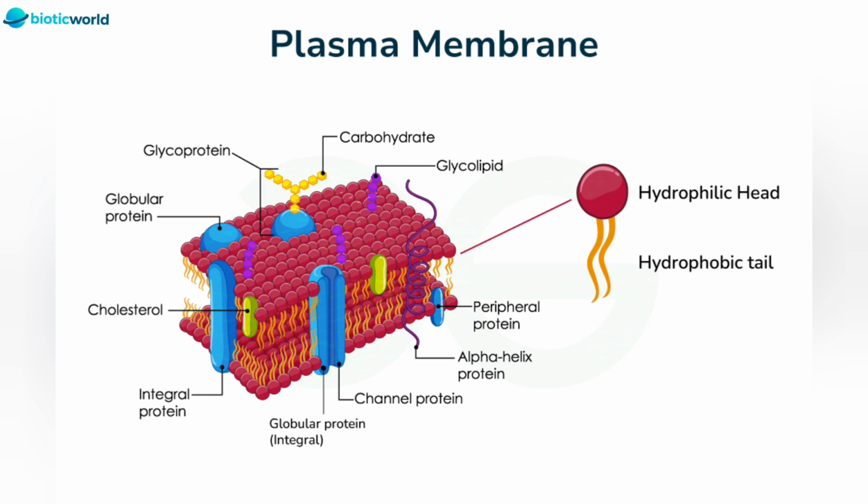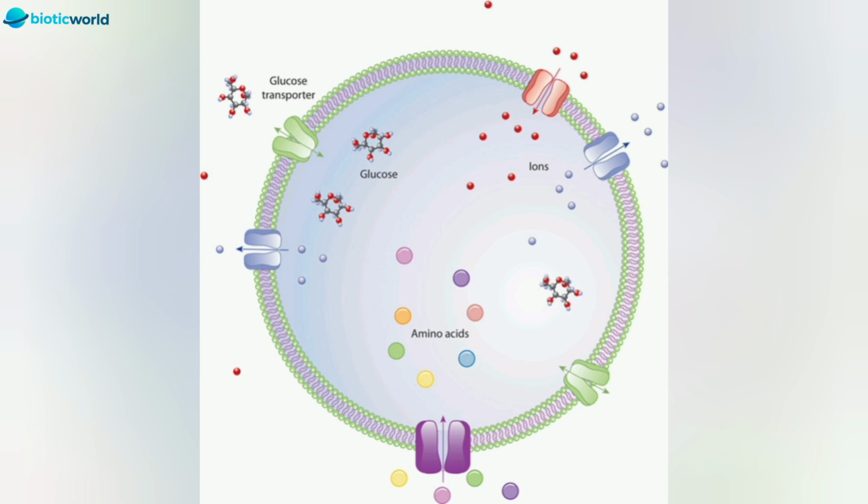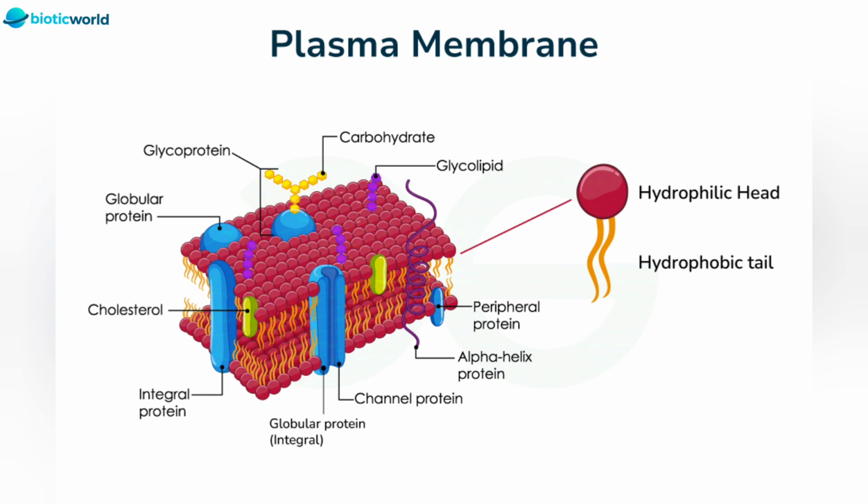At the core of the plasma membrane lies the phospholipid bilayer, which is formed by lipid molecules that contain a hydrophilic head and two hydrophobic tails. Hydrophilic head. The head of the phospholipid is attracted to water and faces outward towards the aqueous environment, both inside and outside of the cell. Second is the hydrophobic tails. The tails are repelled by water and face inward, away from the surrounding water, forming a hydrophobic core.